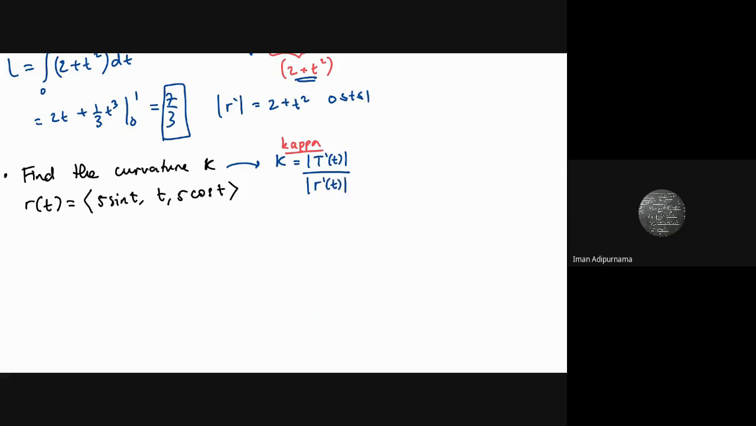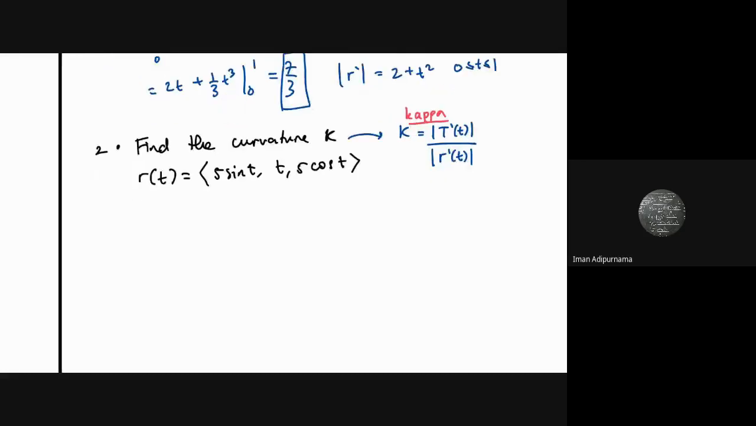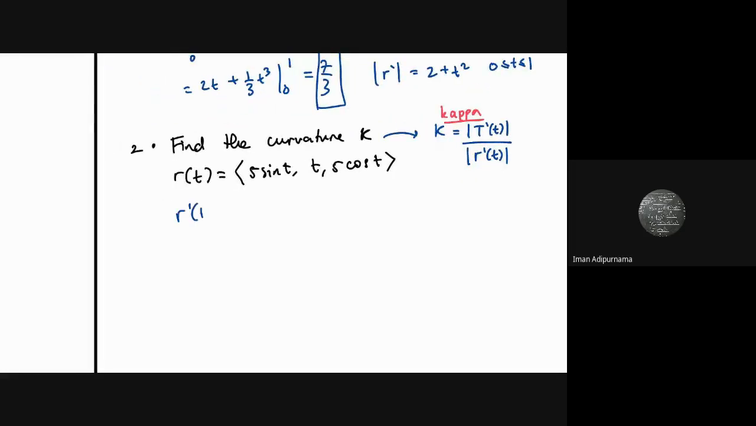So we need to find the unit tangent vector and the first derivative. Okay, maybe we need to find the first derivative. That's easy to find, right? We just differentiate, becoming 5 cos and then negative 5 sine.